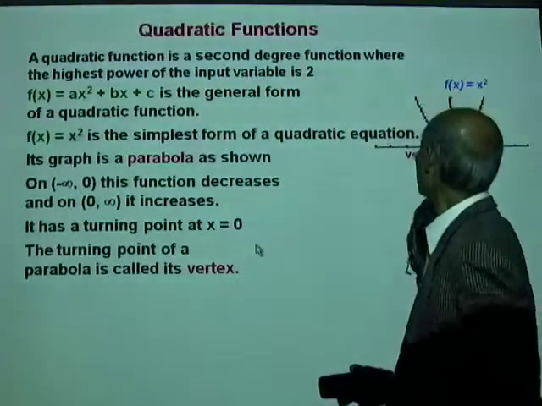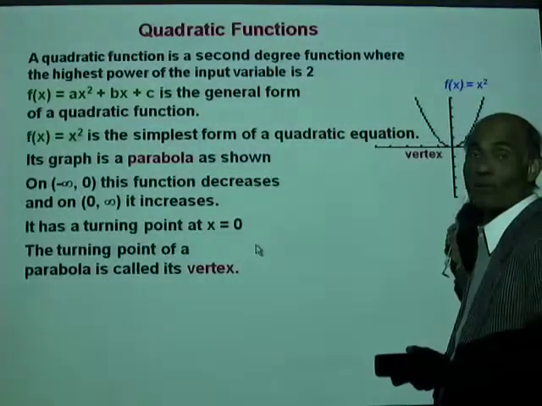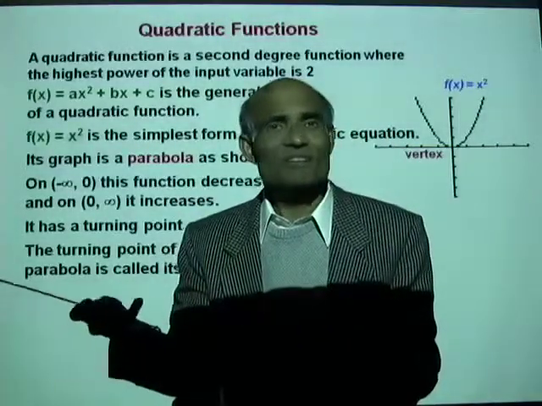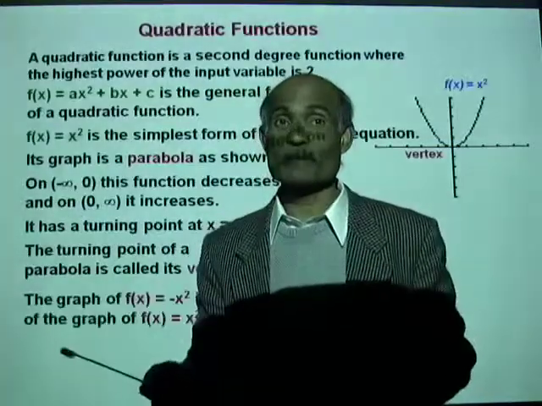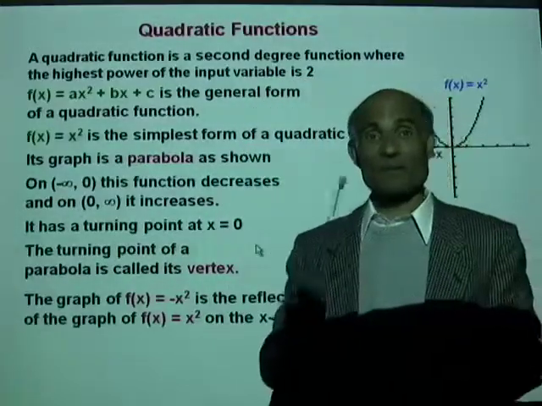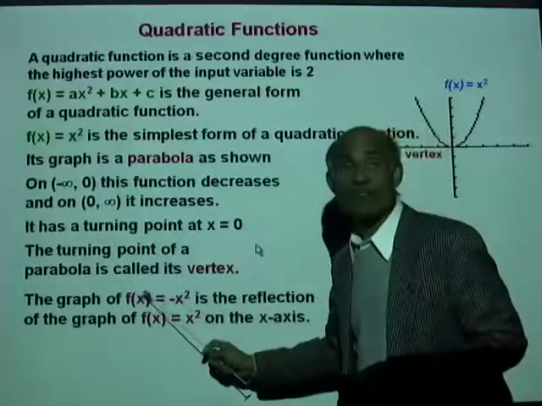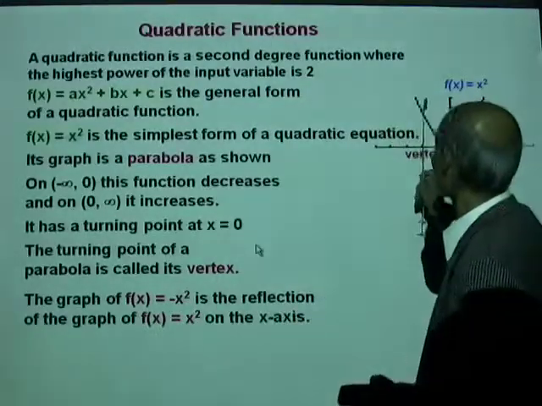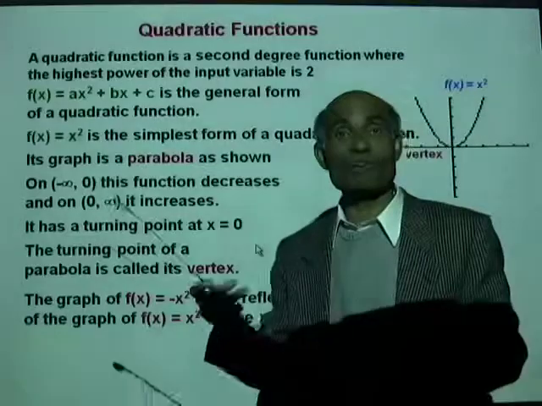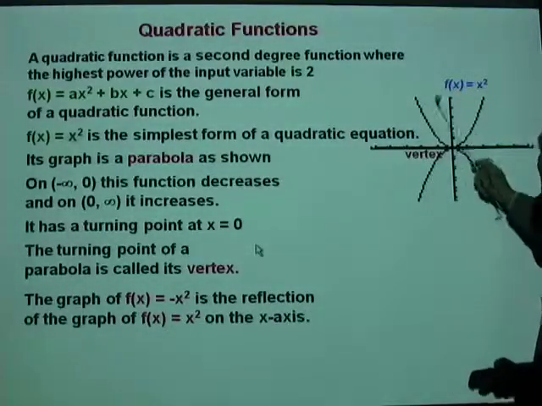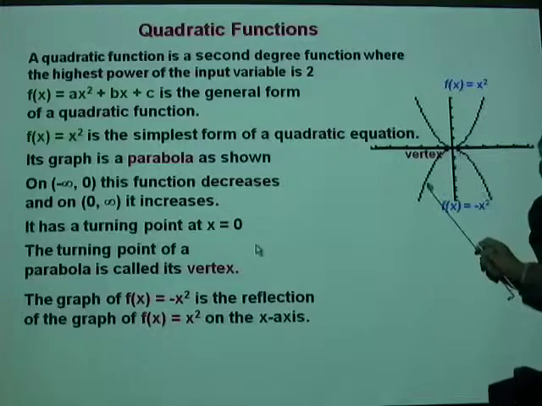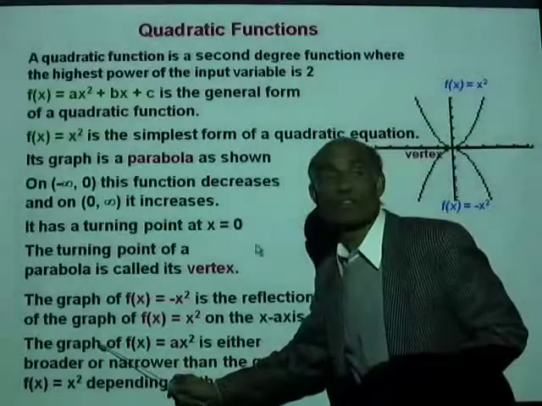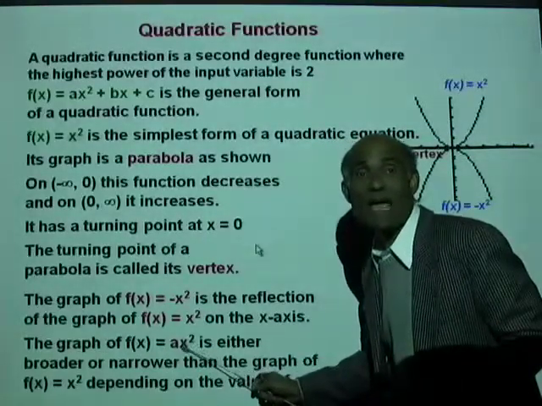Now, if the parabola moves to the left or right, or up or down, its equation will change. Can you tell me what change will occur? Well, we will come to that after answering this. The graph of f of x equal to negative x squared, you know by now, is the reflection of the graph of f of x equal to x squared on the x-axis. So this is the graph of x squared, and this is the graph of negative x squared.